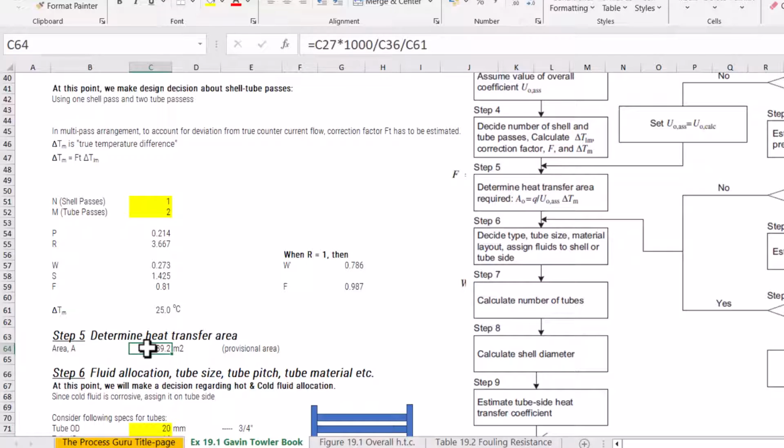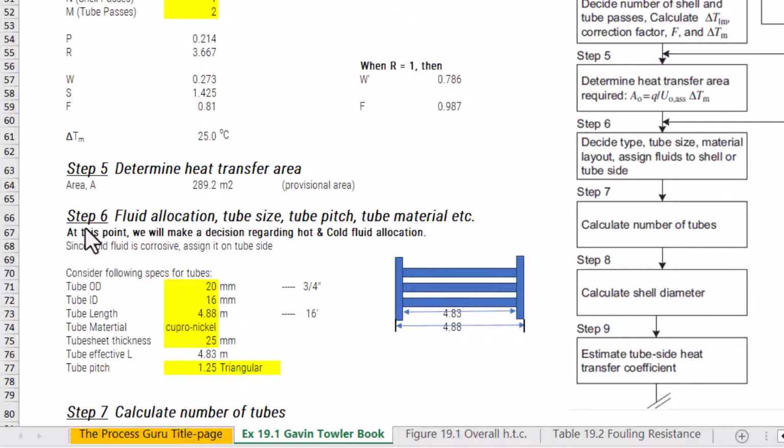We would do detailing about the geometry of the heat exchanger, and we will cross check or validate whether this area is sufficient for our required heat duty or not. So now coming to step number 6. Here we need to decide about the fluid allocation, tube size, tube pitch, and tube material. So here we need to decide which stream would be allocated to the tube side and which stream would be allocated to the shell side.